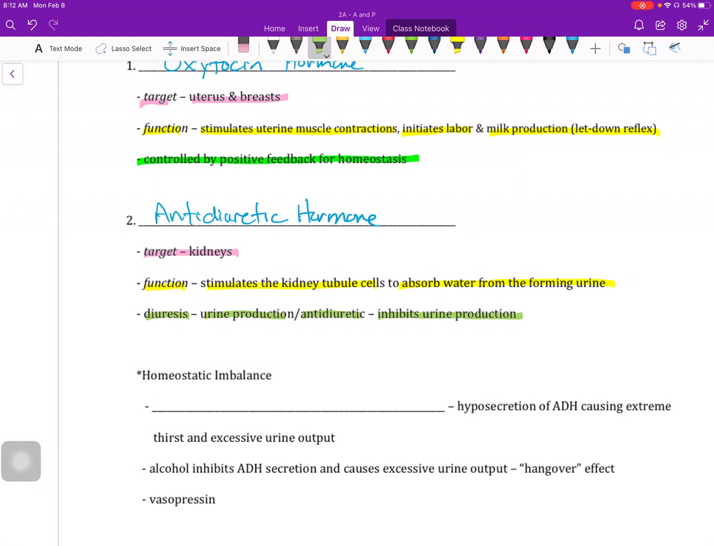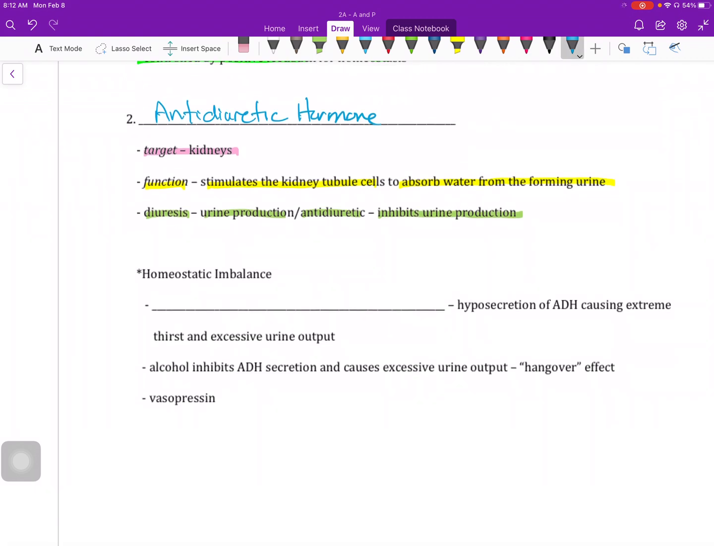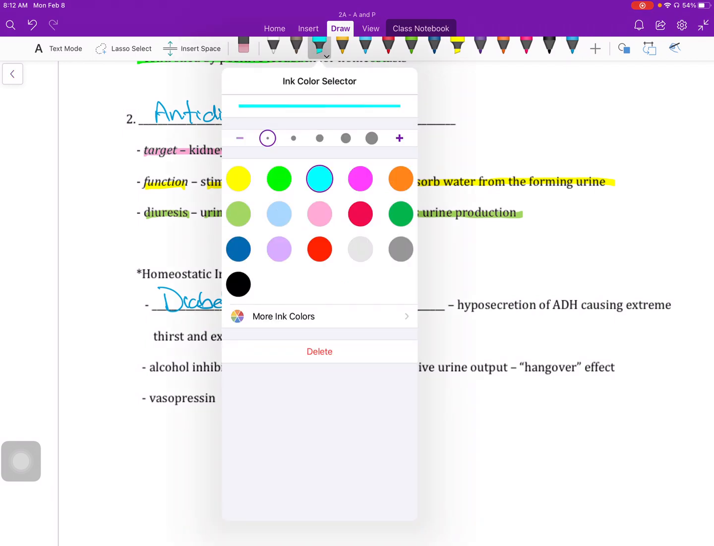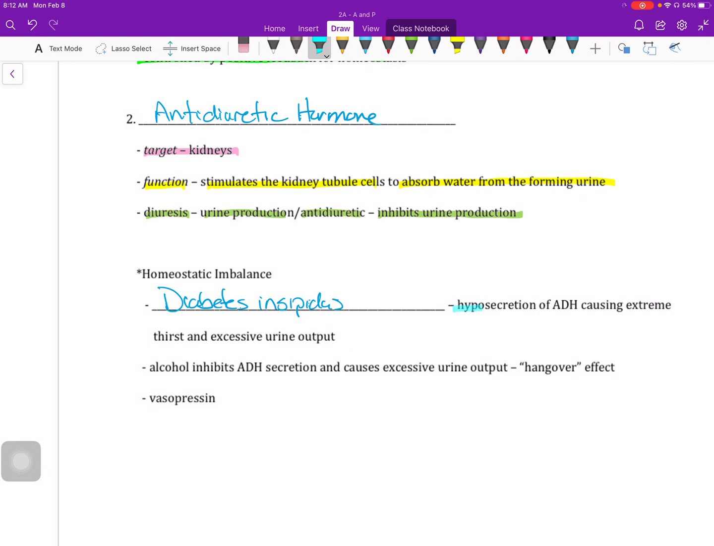Now, homeostatic imbalance. Diabetes insipidus. This is different from type 1 or type 2 diabetes. That's known as diabetes mellitus, sugar diabetes. This deals with water balance. What you have is a hyposecretion of ADH that causes extreme thirst and excessive urine output. In other words, there is too little ADH.